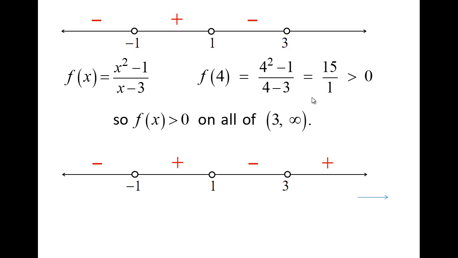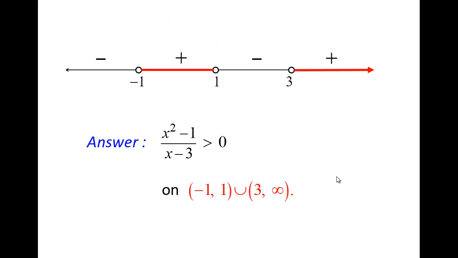So this is what we got. f is positive between -1 and 1, and it is positive after 3. So f is positive on the interval from -1 to 1 union the interval from 3 to infinity. Open parentheses at 1 and 3 because they are not included in the solution.